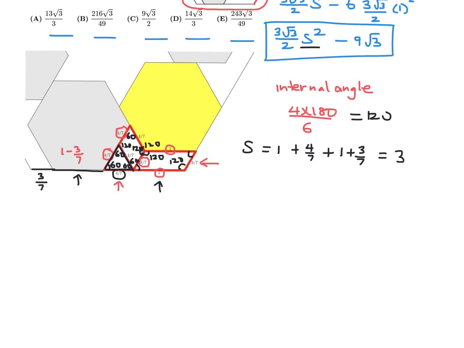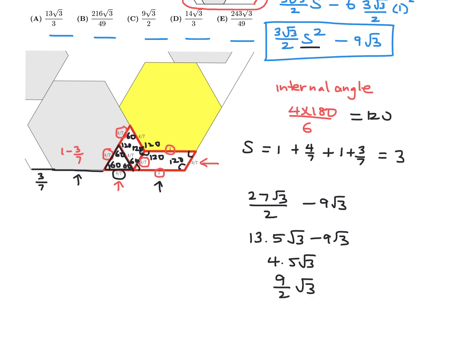When we do, we get 3 squared is 9. 9 times 3 is 27. Root 3 over 2 minus 9 root 3. So let's see if I did that correctly. I think so. So that's 13.5 root 3 minus 9 root 3. So that's going to be 4.5 root 3. And 4.5 is the same as 9 over 2. 9 over 2 root 3, I believe, is C.